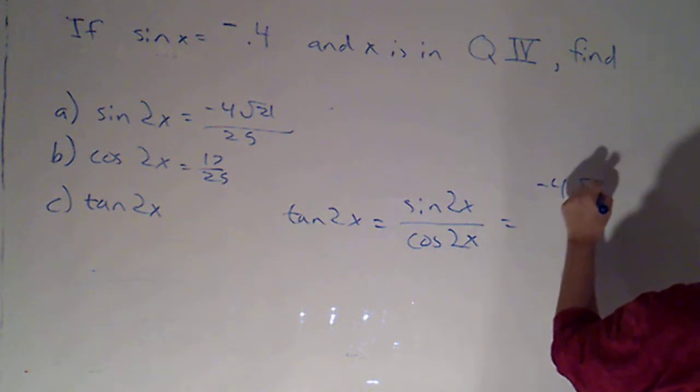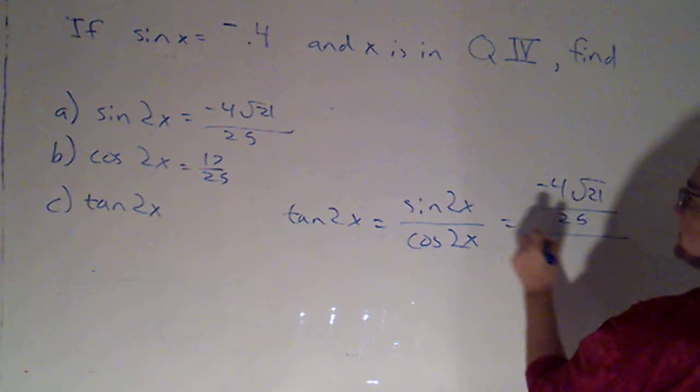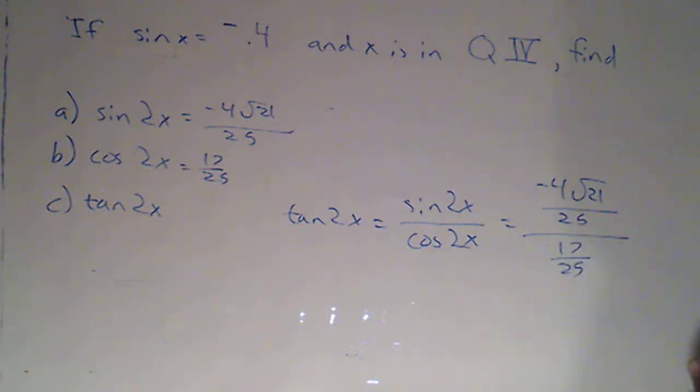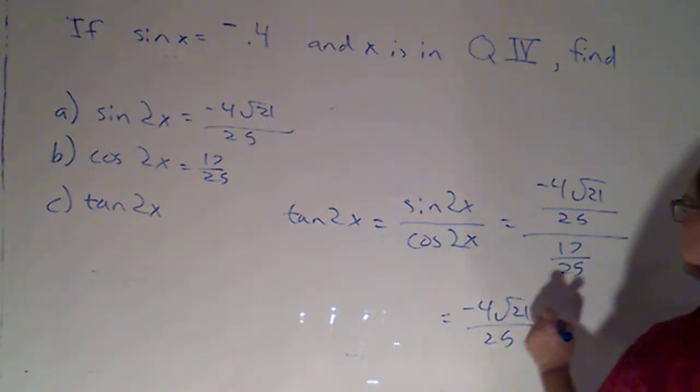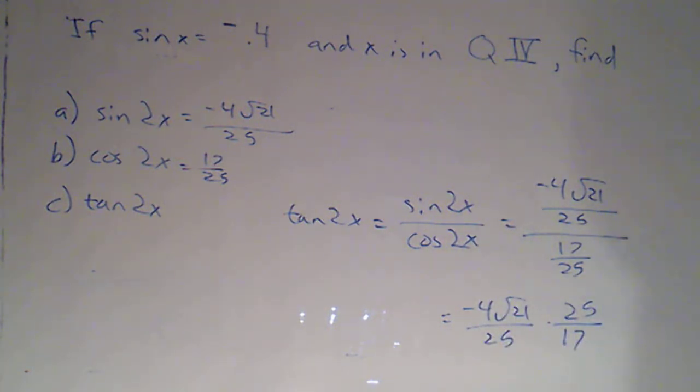So this is negative 4 root 21 over 25 over 17 over 25. And of course, when I divide by a fraction, I'll just flip and multiply. So negative 4 root 21 over 25 times 25 over 17. Those 25s cancel. Negative 4 root 21 all over 17. And just double checking, that root cannot be simplified and nothing goes evenly into 17. So that is as far as I can simplify that.